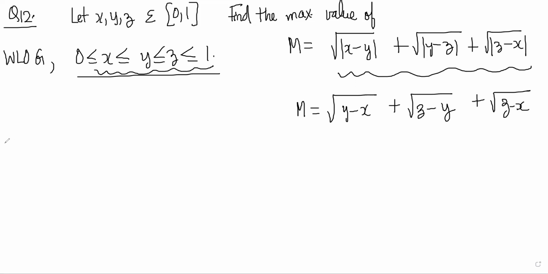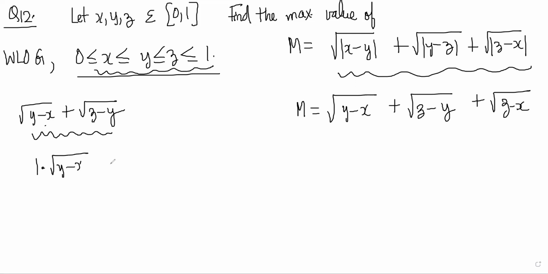Okay. So now let's think of √(y - x) + √(z - y). I need some inequalities, so let's try to get an inequality on these two terms. I can write this as 1 × √(y - x) + 1 × √(z - y).